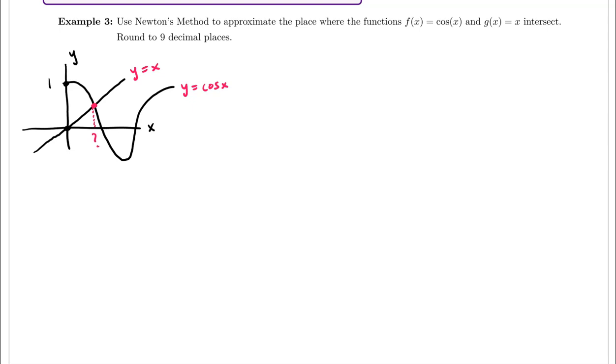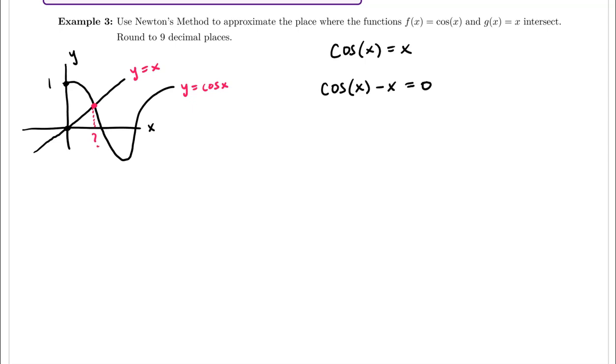And algebraically, how we can find the point of intersection, because I can't really tell off of the graph what that x value is, we can set the functions equal to each other. So I have cosine of x is equal to x. And you might be asking yourself, well, I need a function if I'm going to use Newton's method. So what I can do is I can subtract x from both sides.